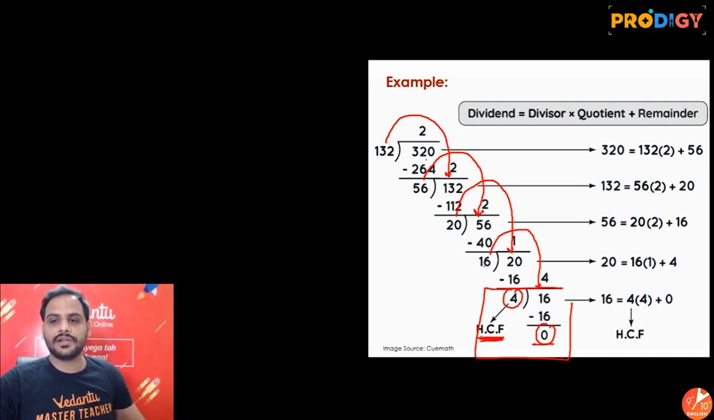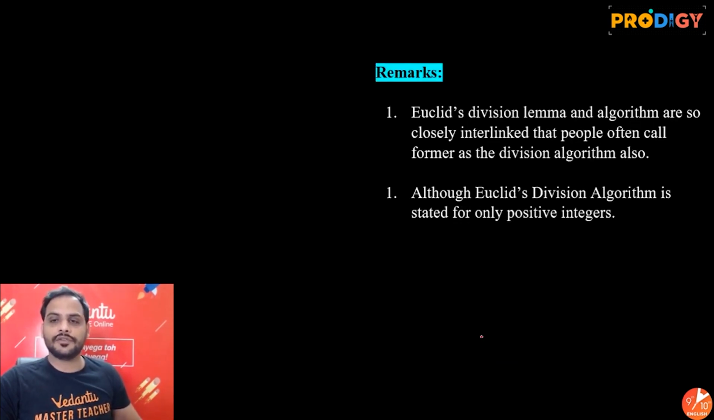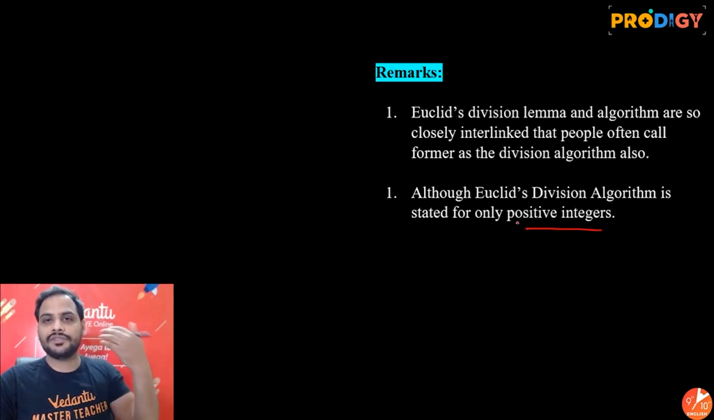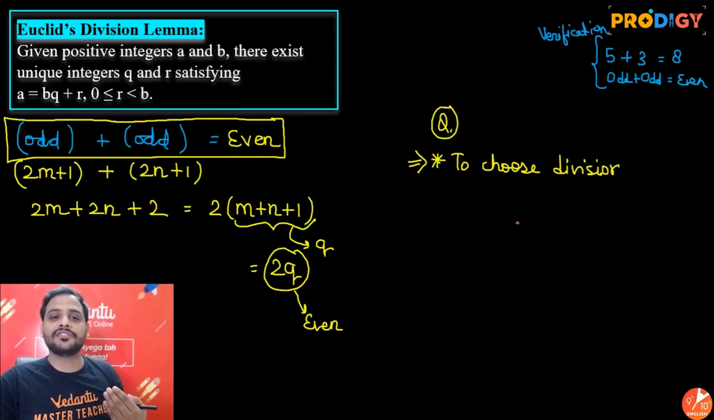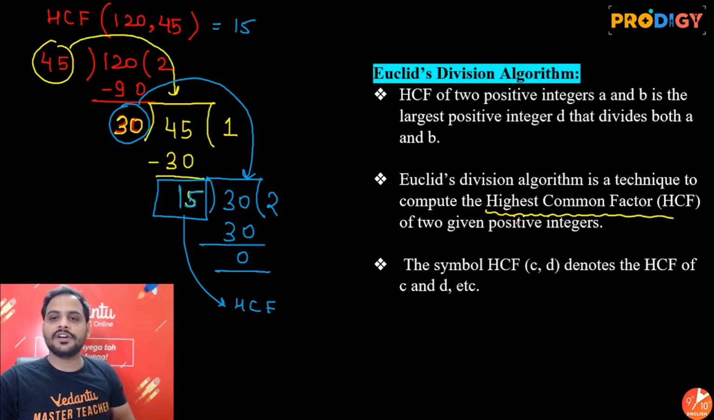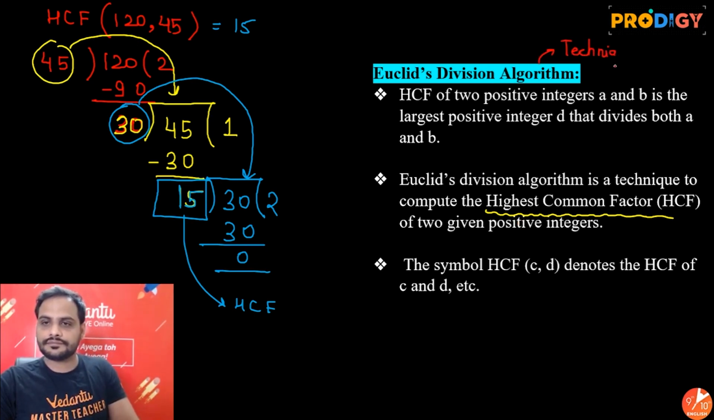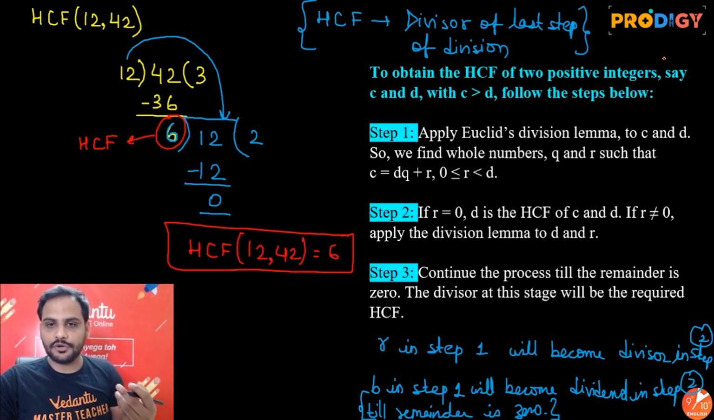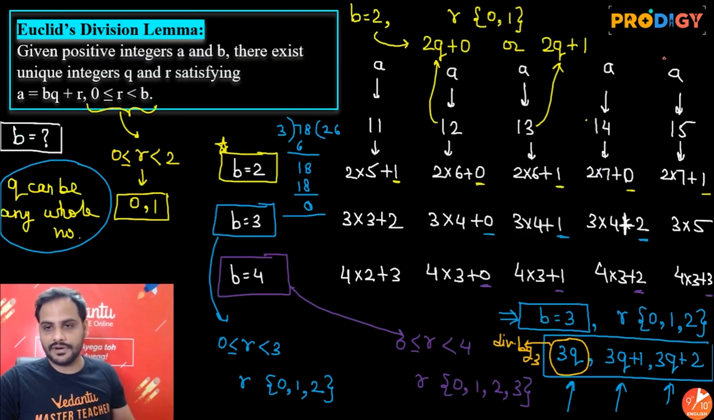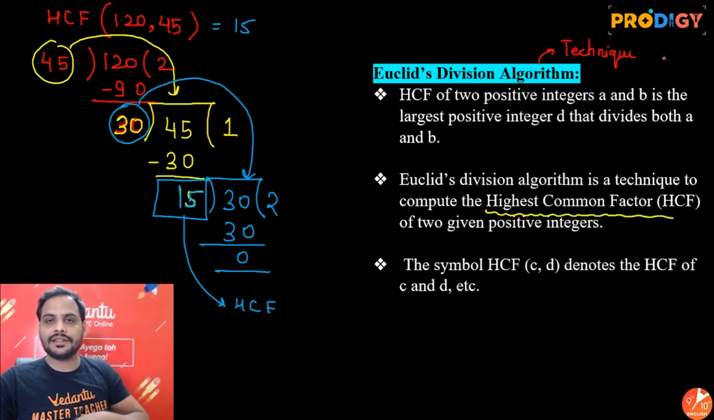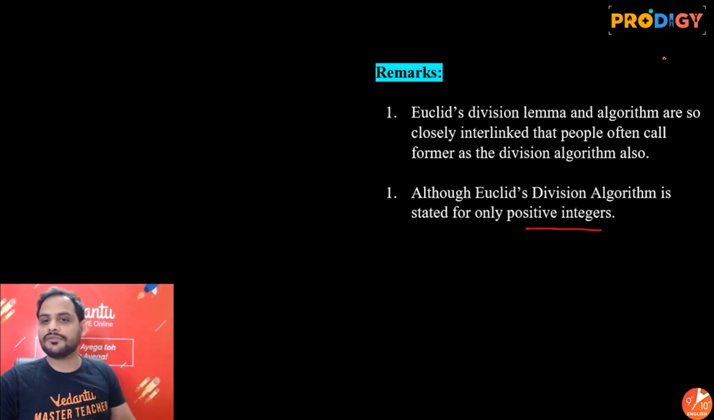Alright guys, so this is how these questions of Euclid's division algorithm are done. And remember, we only stated it for positive integers. Euclid's division lemma is used for solving the questions, and there the most important thing is choosing the divisors. And Euclid's division algorithm is a method. Algorithm is what? A method or a technique to find out the HCF. And lemma is a statement to prove a statement. So lemma is a statement and algorithm is a technique to find out HCF. Don't be confused over here.